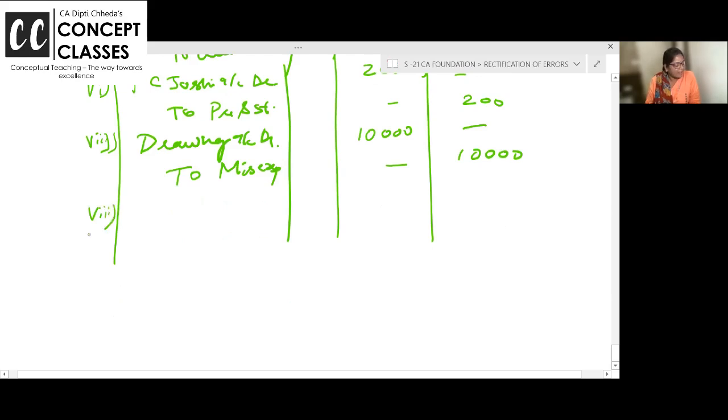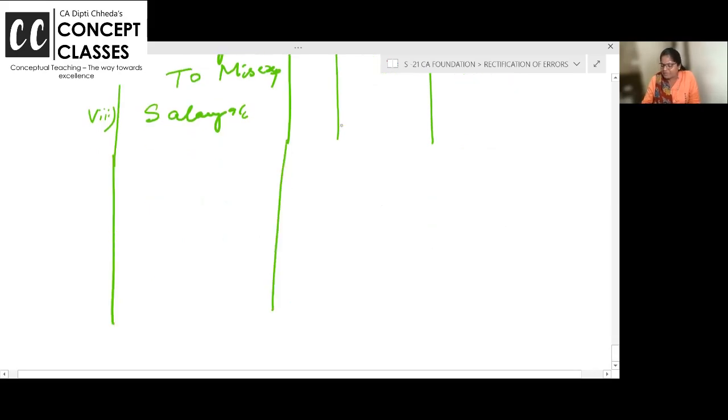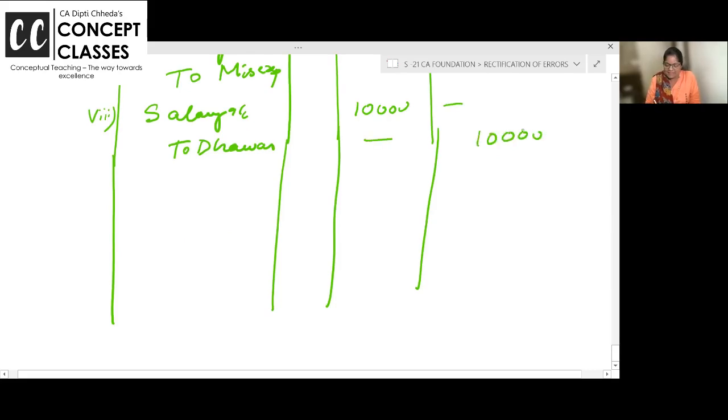Next entry. 10,000 paid salary to cashier, written in his name. So this should go to the salary account. When you pay salary to a worker, you don't write his name. You write salary account debit to bank, right or not? So the salary account should be debited because it is your expense, debit on expense. And Dhawan's account is wrongly debited, so to nullify the effect, credit.